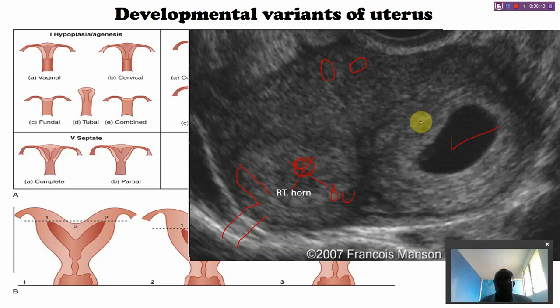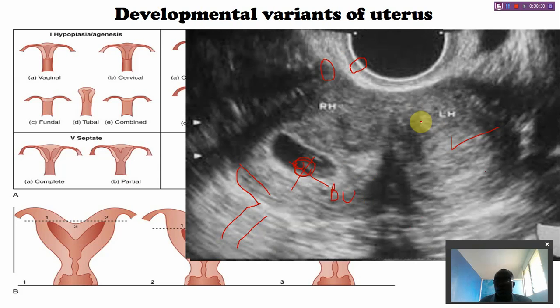You can see the right horn of the endometrium, the left one is carrying a baby. So it's another one here. There's a baby in the right horn, the left one has no baby.